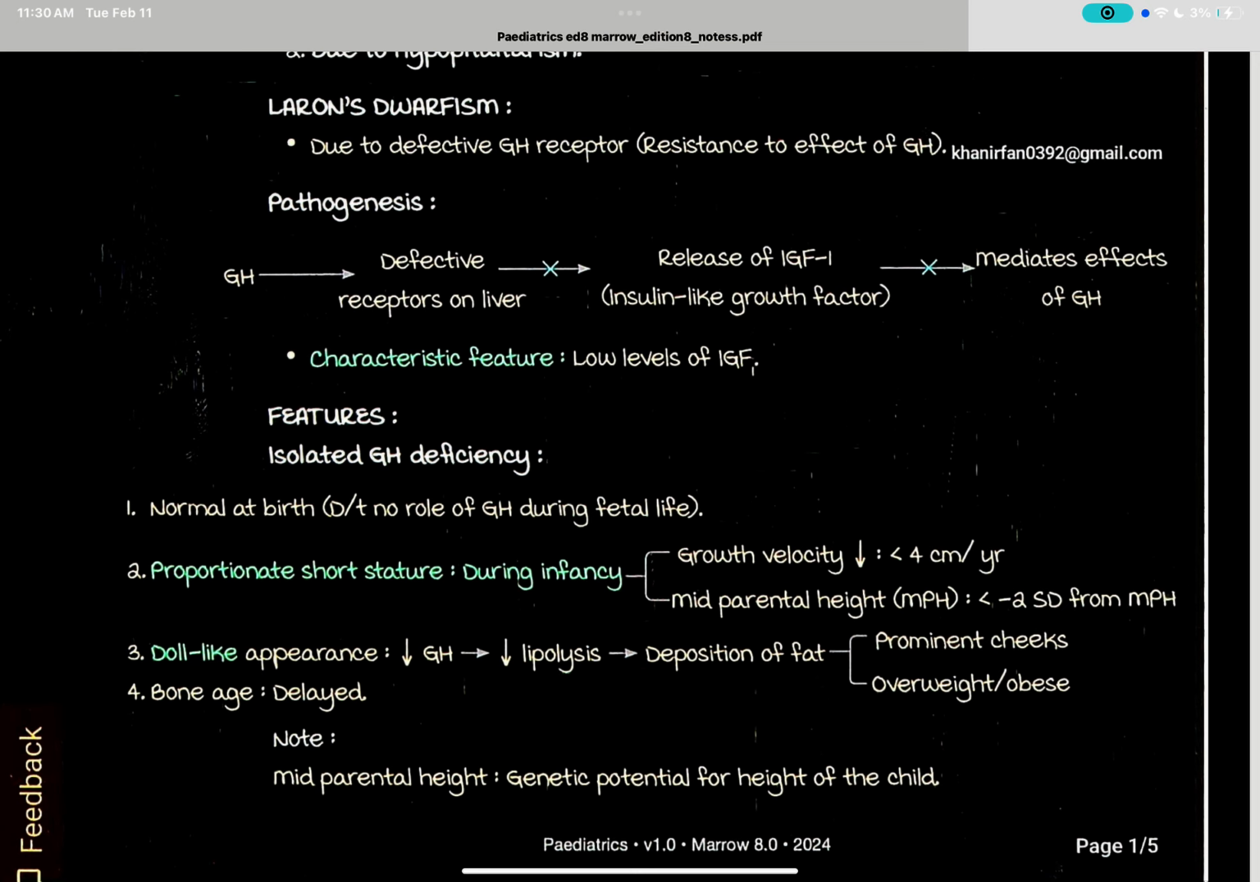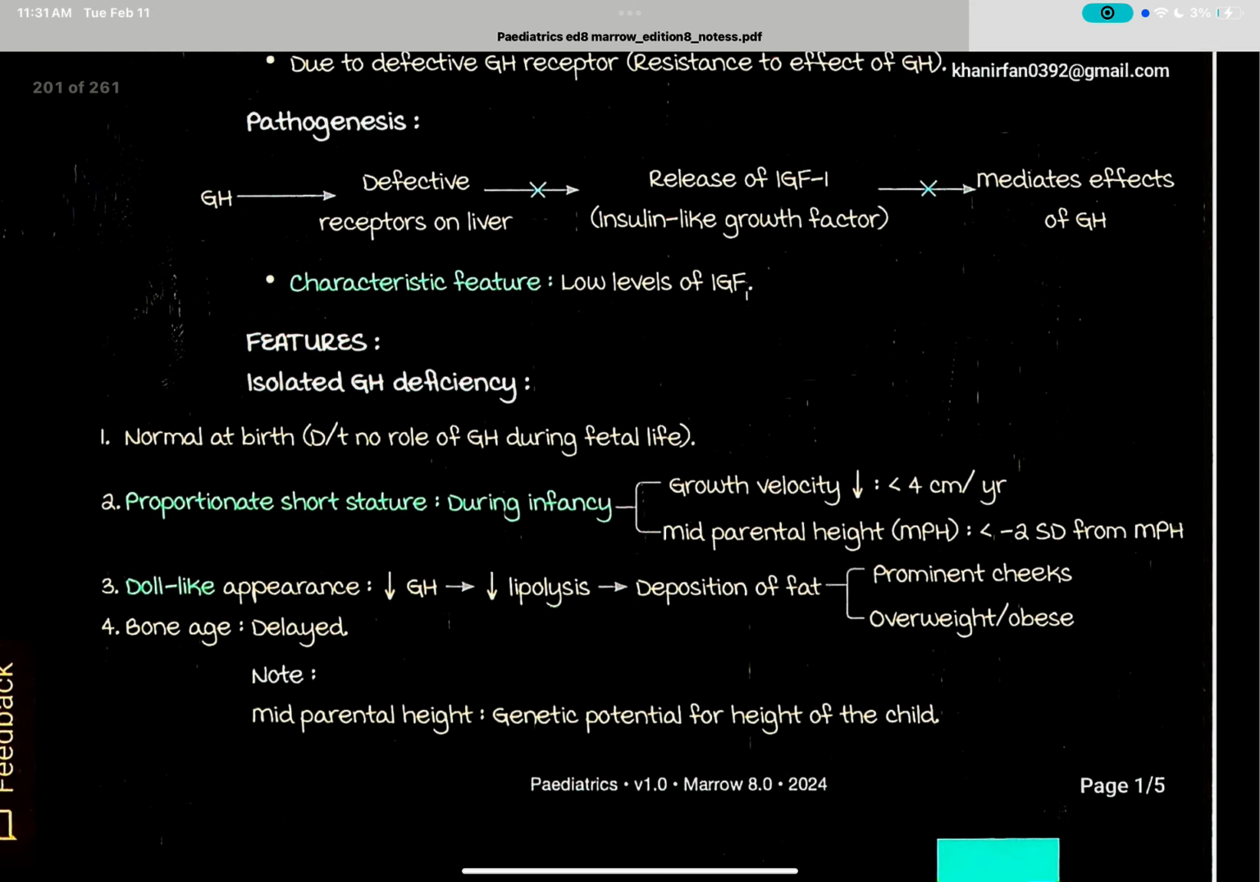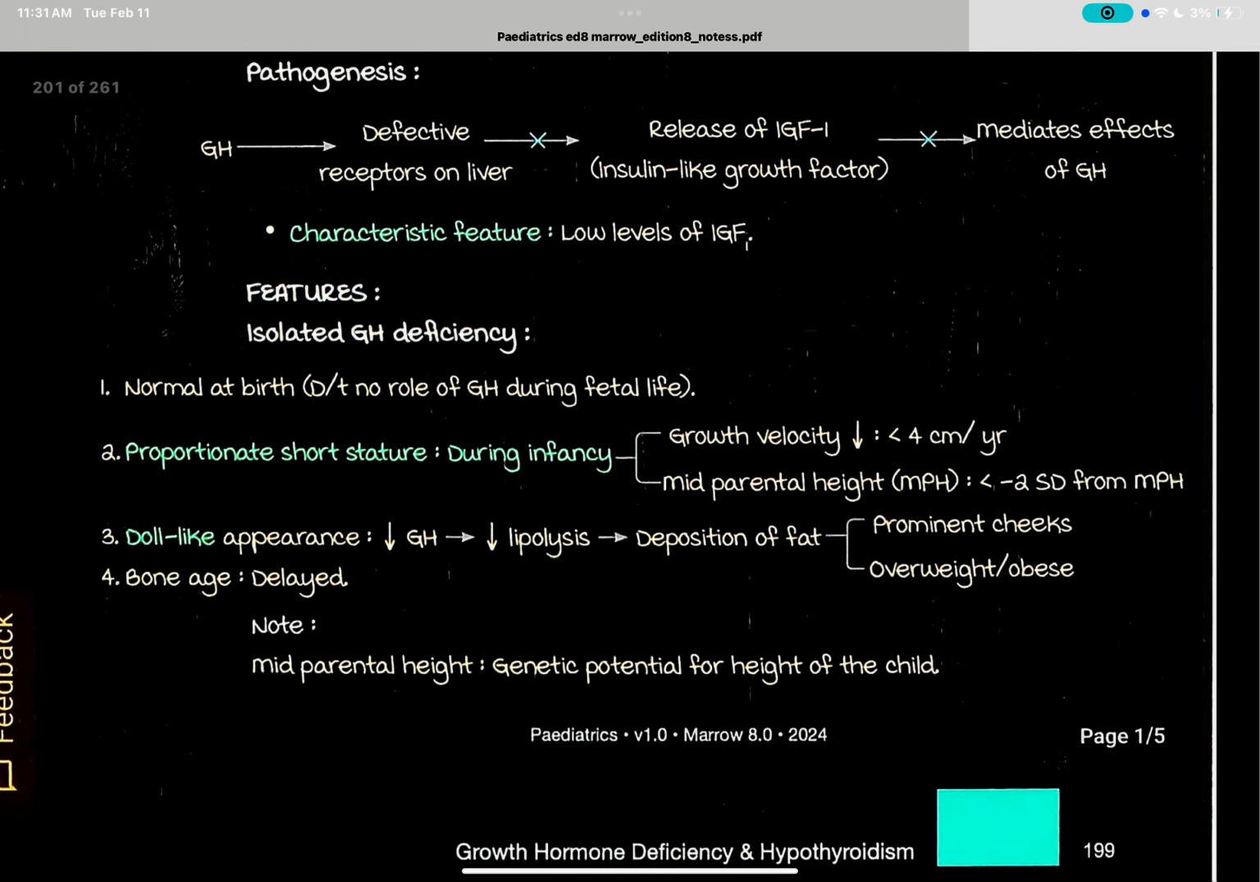Pathogenesis: growth hormone defective receptors on liver. There is no release of insulin-like growth factor 1, and that's why there is no mediation of the effects of growth hormone. Characteristic feature is low levels of insulin-like growth factor 1.